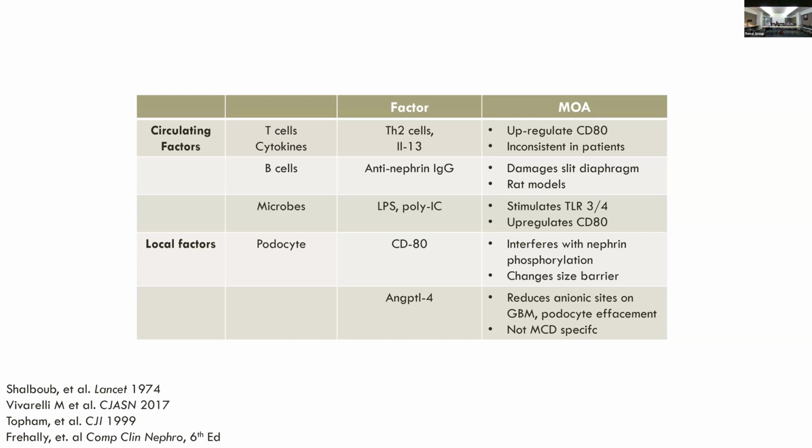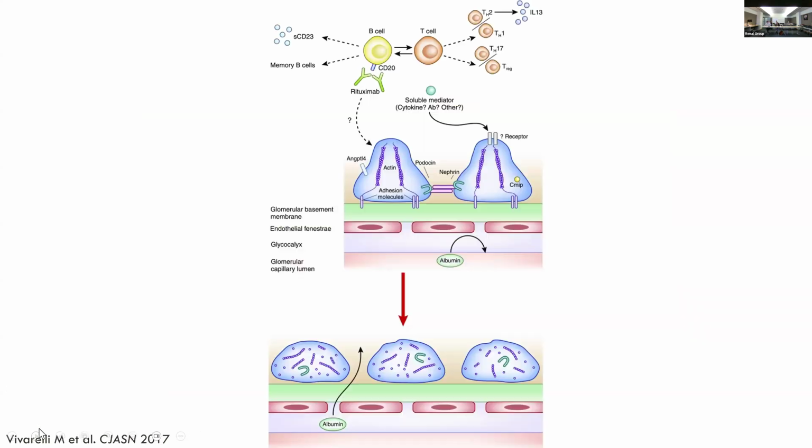So from the 1970s onwards, it's kind of thought to be T cells, but the upregulation of CD80, activation of T cells didn't really hold up across patients. So then they thought, well, maybe it's a cytokine or something else that's being released by the T cells. And then this led to a lot of questions of, well, maybe it's a local factor. Maybe it's something actually at the podocyte that's leading to changes to the anionic sites on the glomerular basement membrane, podocyte effacement. We know that nephrin is heavily involved in the slit membrane, so something might be acting there.